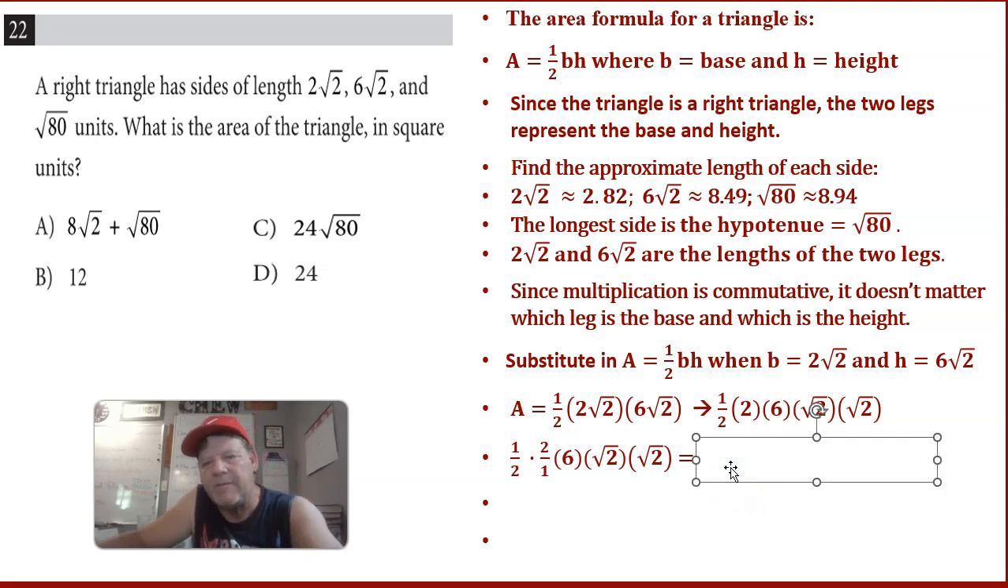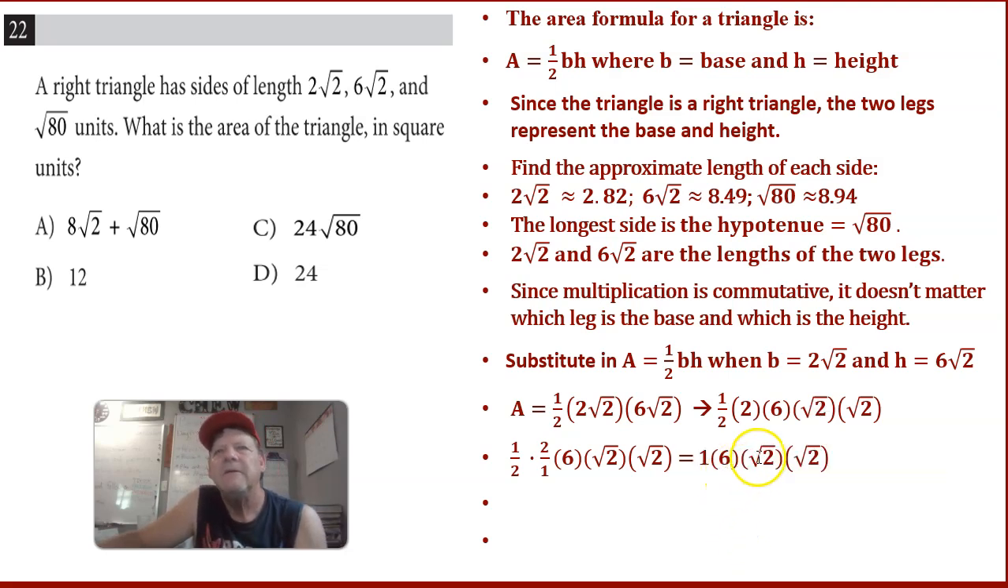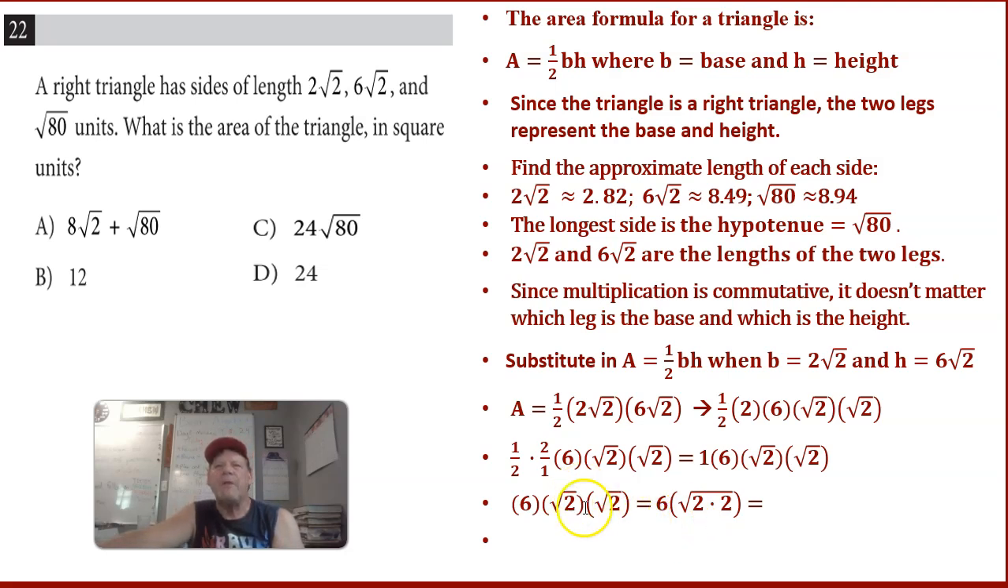So I get 1 times 6, and then times square root of 2 times square root of 2. Now I'm going to take my 1 times my 6, and that gives me 6. And then I've got square root of 2 times square root of 2. So there is a property of radicals that says if you're multiplying two radicals, then you can put them under the same radical sign.